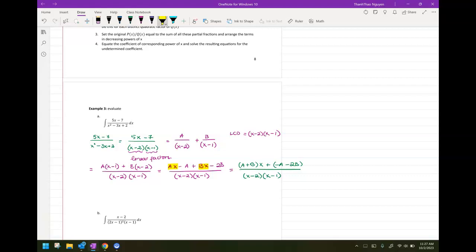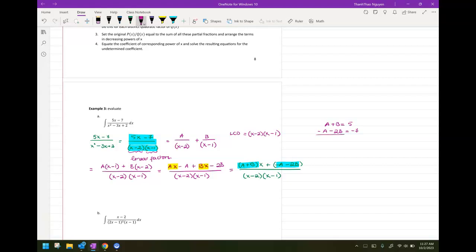So note that here, if this has to equal the original rational expression, that would mean that a plus b has to equal 5 and negative a minus 2b has to equal negative 7. So I can go ahead and set up this system of equations. So this means a plus b equals 5, negative a minus 2b equals negative 7, and I will solve the system of equations. I'll do that by elimination.